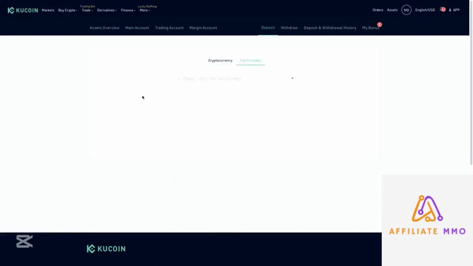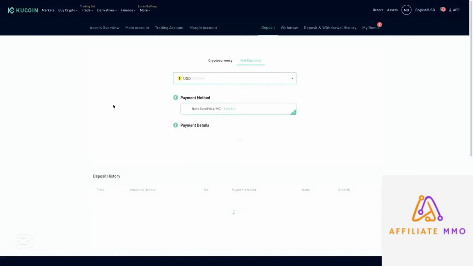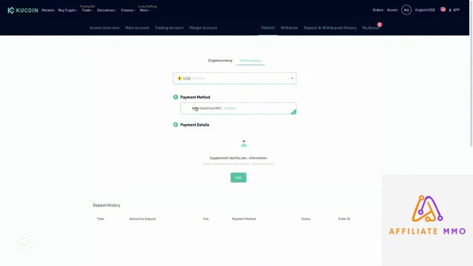If you go through to fiat currency deposit, you can see here, it's basically the same as before. So we'll just choose US dollar right here, and then it's just the bank card or Visa card, so you can see the fee as well. So it's the same as buying crypto on that screen. Withdrawing cryptocurrency and fiat currency is a little bit different as well on Kucoin.